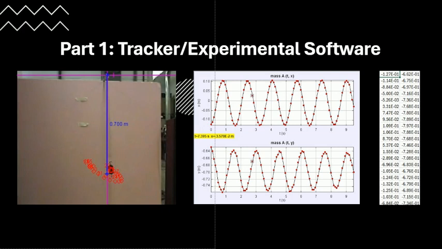This was my Tracker experimental software. As you can see, I have the calibration stick set to the right height shown in the pre-lab videos. On the side are the position-time graphs for both the X and the Y, and then on the far right is the data from Tracker pulled and put into the Excel .csv file.